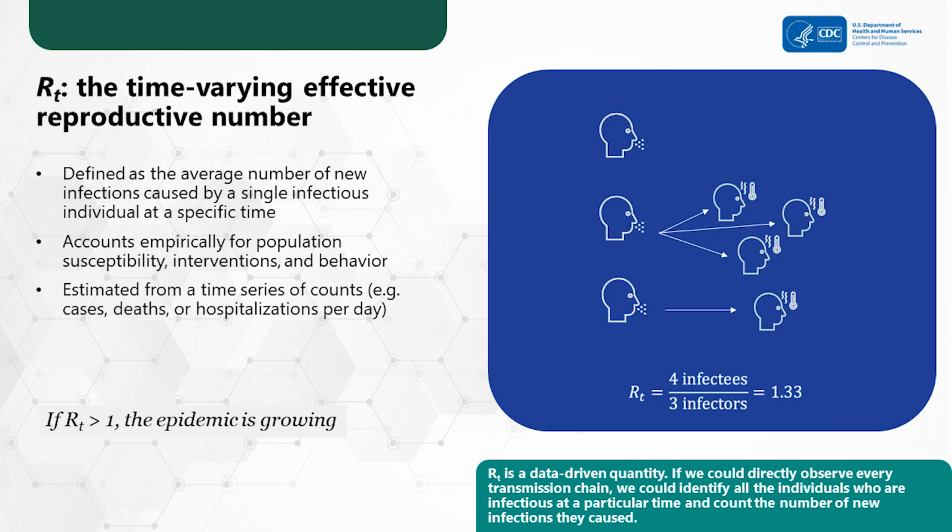But the time-varying effective reproductive number, RT, is data-driven. So the example on the slide illustrates how we estimate this quantity. We can think about RT as the ratio of the number of new infections to the number of infectors in the population at a particular point in time.